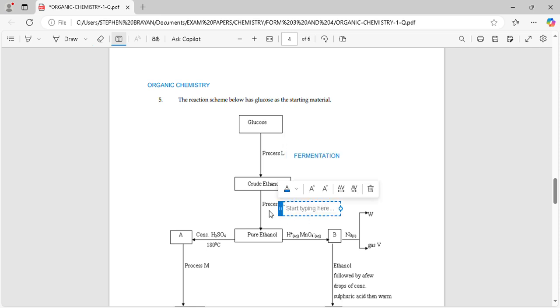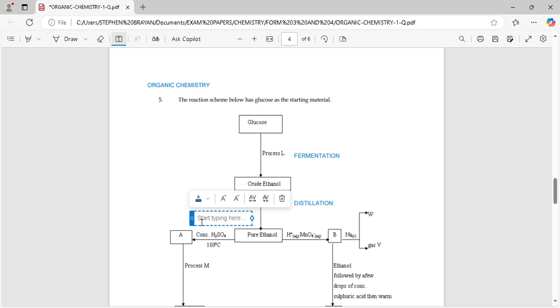And then if you have crude ethanol forming pure ethanol, you know crude ethanol is impure. So for you to form pure ethanol from it, you have to perform distillation. Okay? So the process taking place in process K is distillation. And then if you have ethanol and concentrated sulfuric acid, most likely what you are performing here is called dehydration.